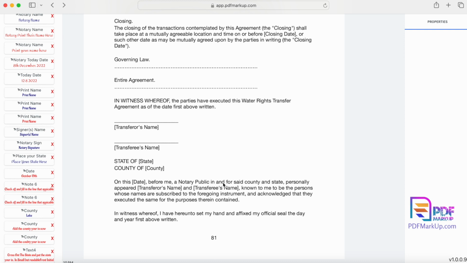Before me, a notary public in and for said county and state personally appear the transferor's name goes here and the transferee name goes here. Okay? Known to me to be the person whose names are subscribed to the foregoing instrument and acknowledge that they have executed the same for the purpose therein contained. In witness whereof I have unto set my hand and affix my official seal the day and year first above written.